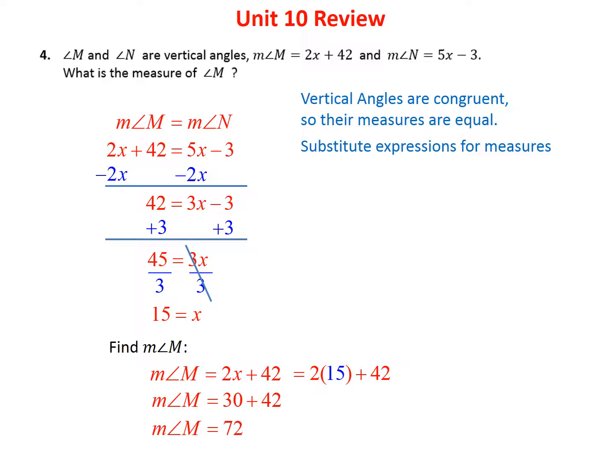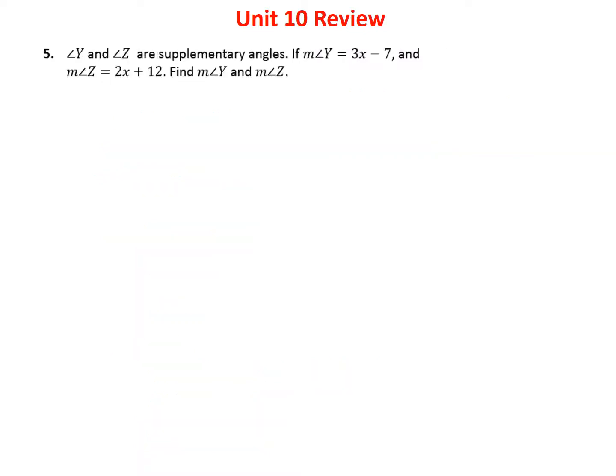And by the way, if you wanted to check your answer, all you'd have to do is put that back into the next one. 5 times 15 is 75 minus 3 is also 72, which is what we would expect if we did it right, because M and N are congruent angles.